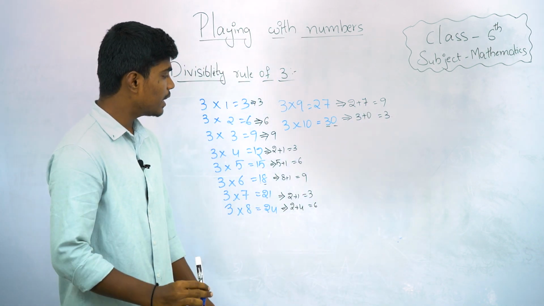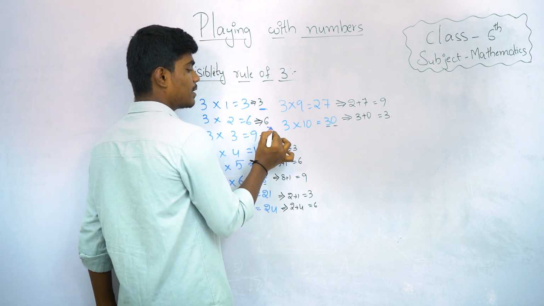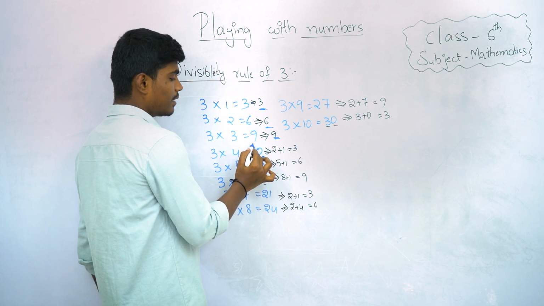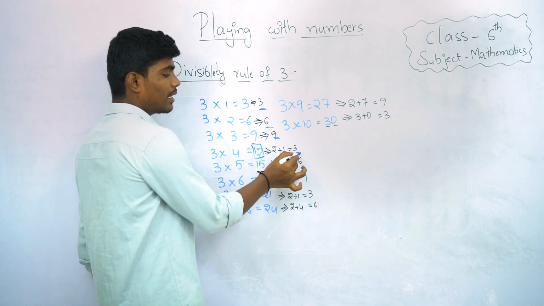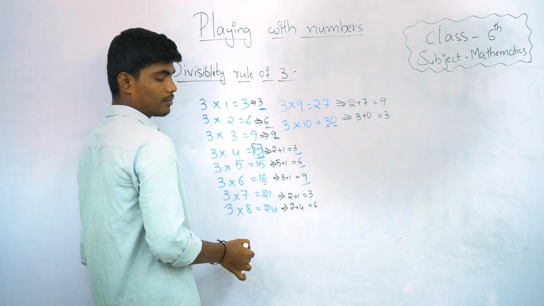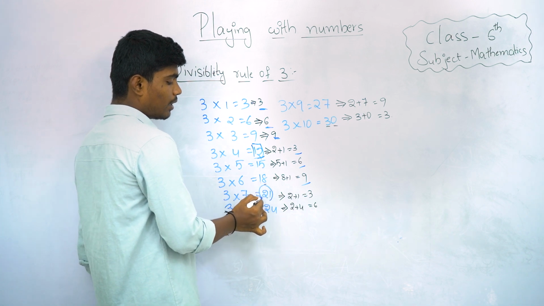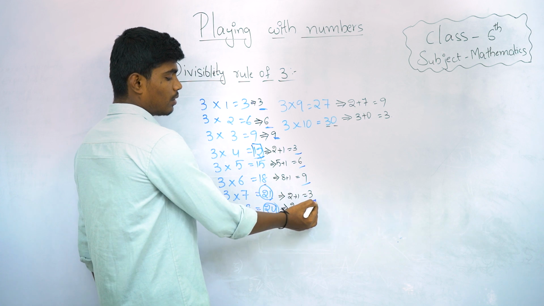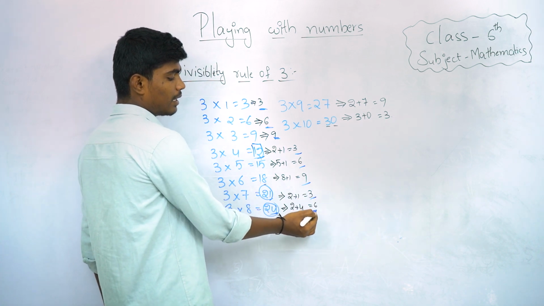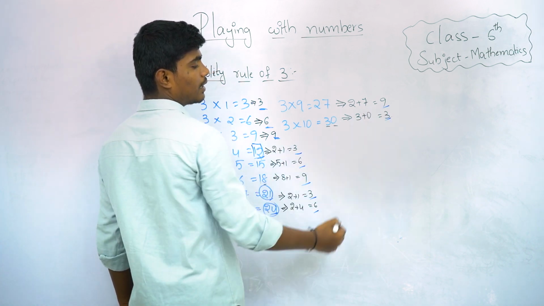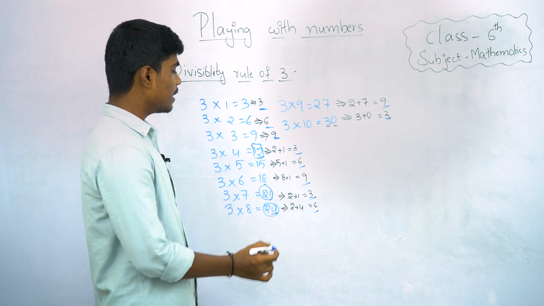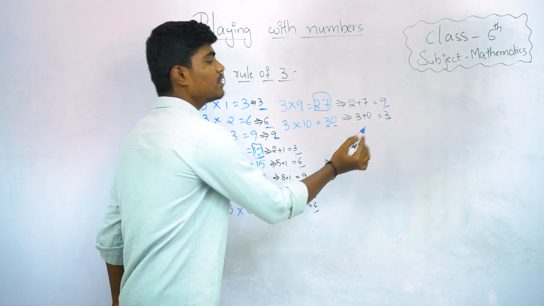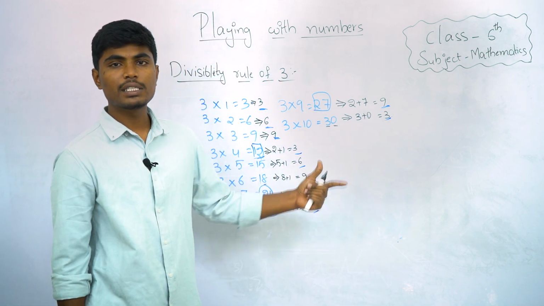If you observe, after adding the digits, the answers we are getting are 3, 6, 9, 3. So here we can see, if the sum of the digits of a number is divisible by 3, then the number is divisible by 3.